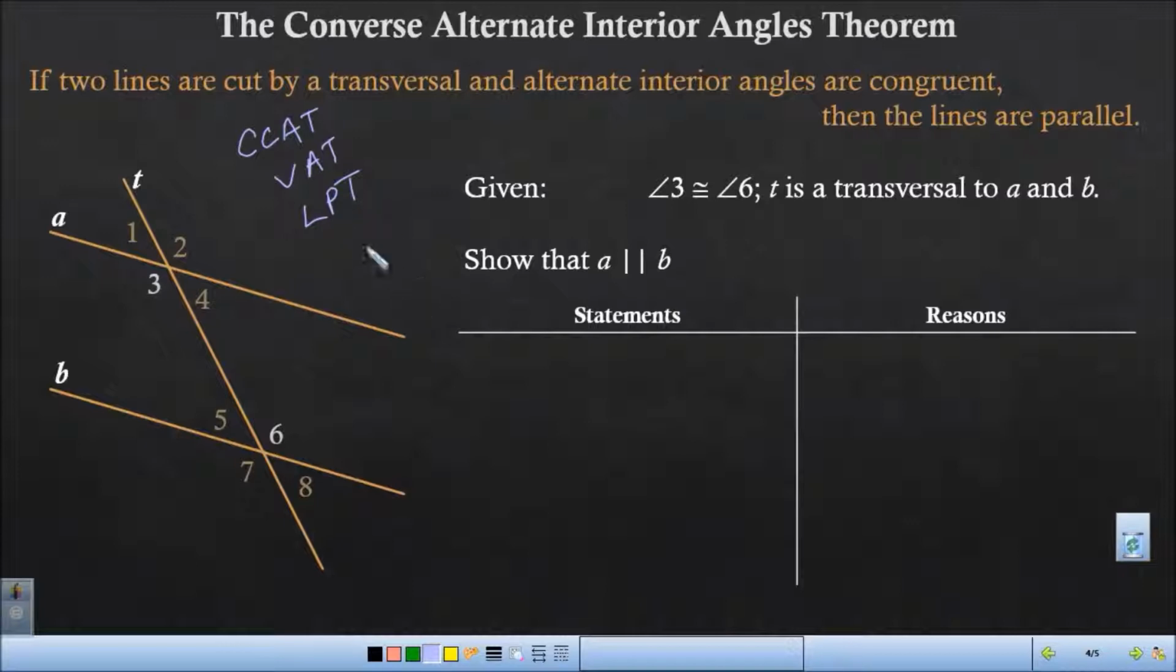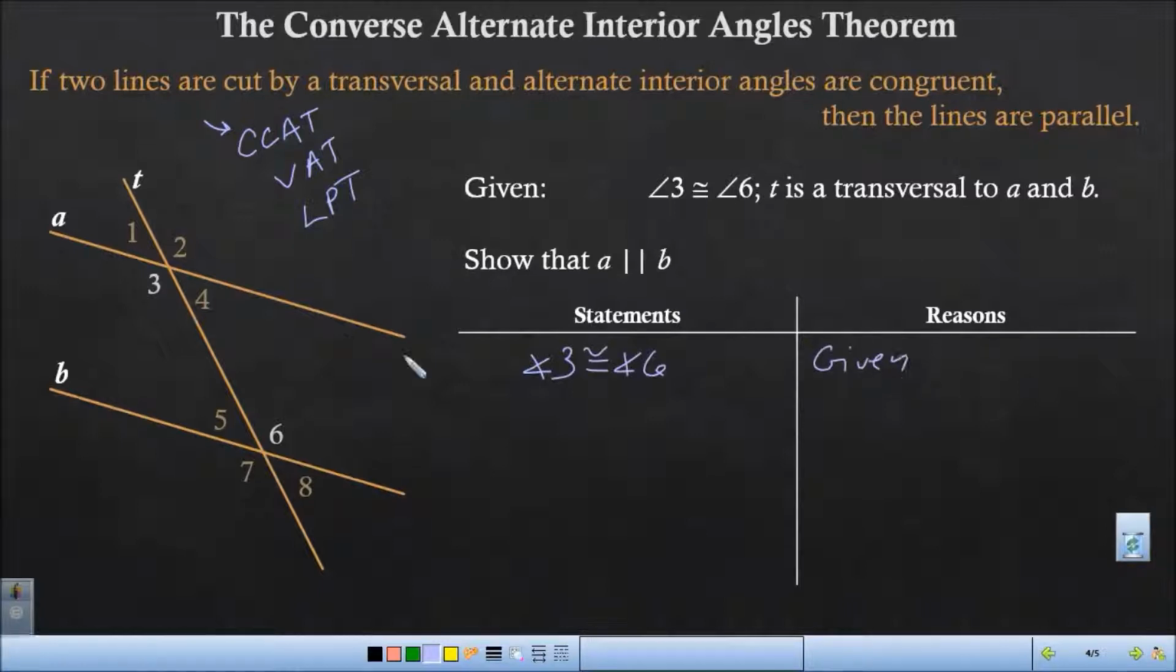So what we have to do to prove the alternate interior angles theorem is we have to prove that angle 3 and angle 6 being congruent results in A and B being parallel. And the only way we can do that is if we use the converse corresponding angles theorem. What we do is we start off and we have angle 3 being congruent to angle 6. This is a given.